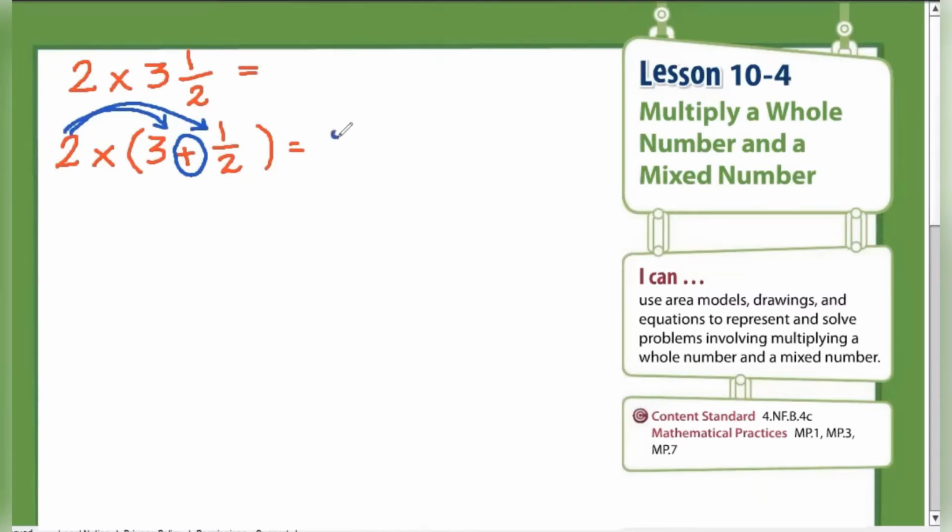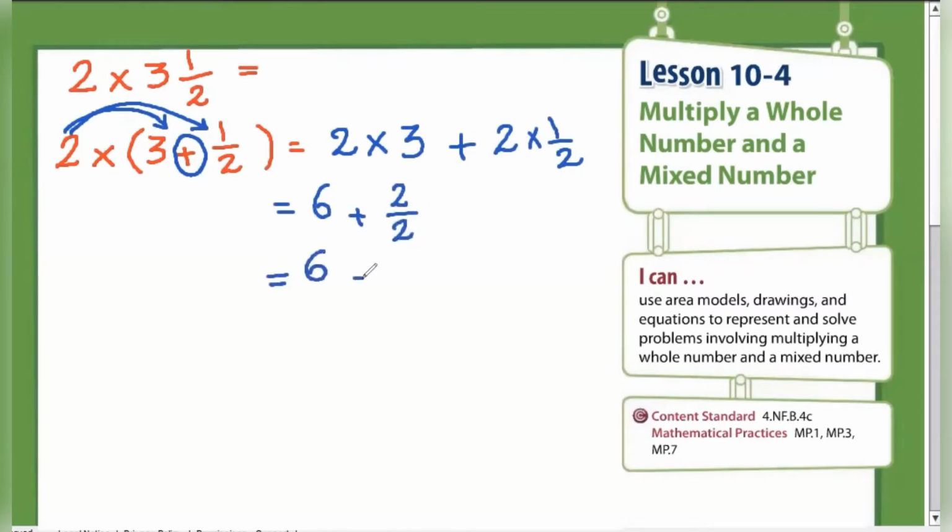It will be 2 times 3, the sign in the middle, plus 2 times 1 out of 2. 2 times 3 equals 6, plus 2 times 1 equals 2, and here 1 times 2 equals 2. Equals 6 plus 2 out of 2 equals 1. 6 plus 1 equals 7.